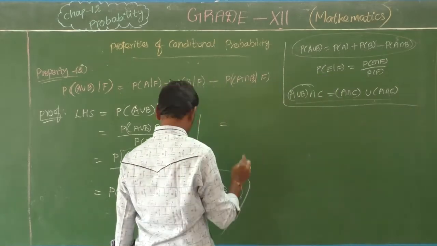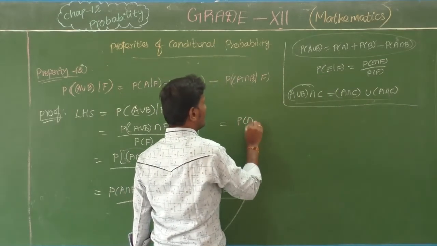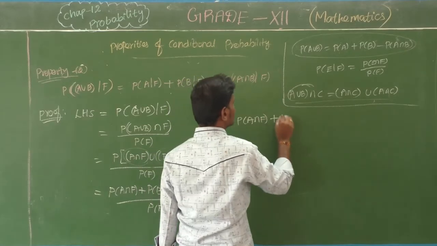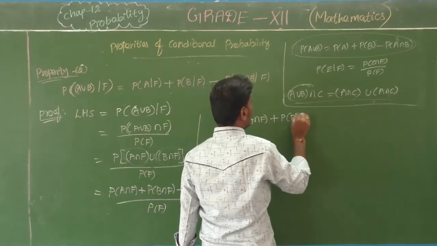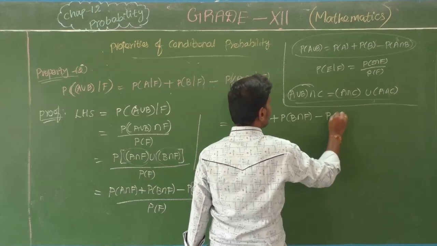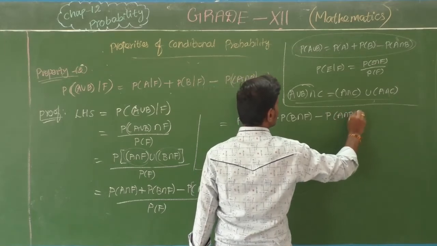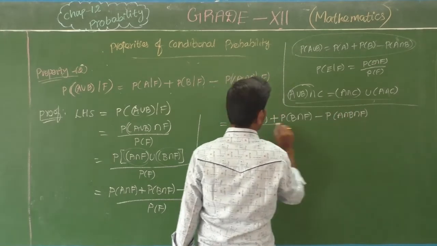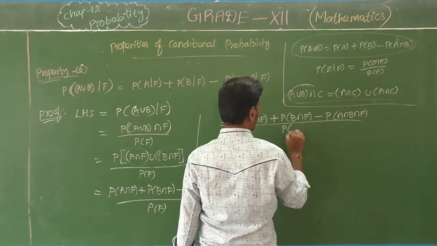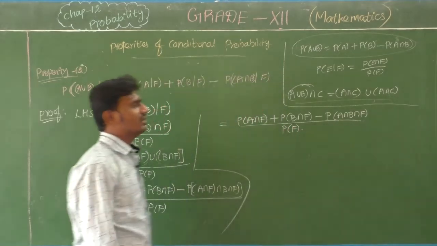So how will it come? P of A intersection F plus P of B intersection F minus P of A intersection B intersection F, the whole divided by P of F.